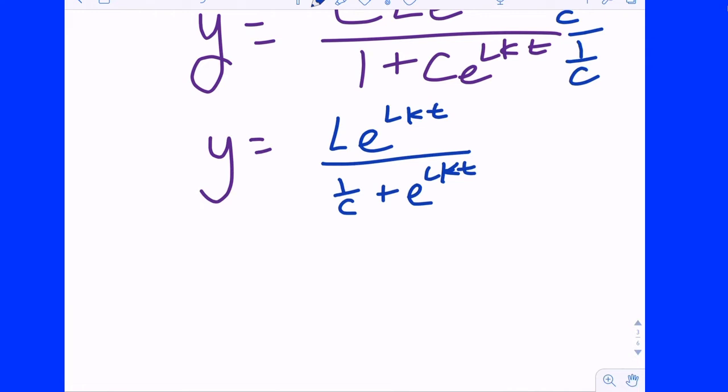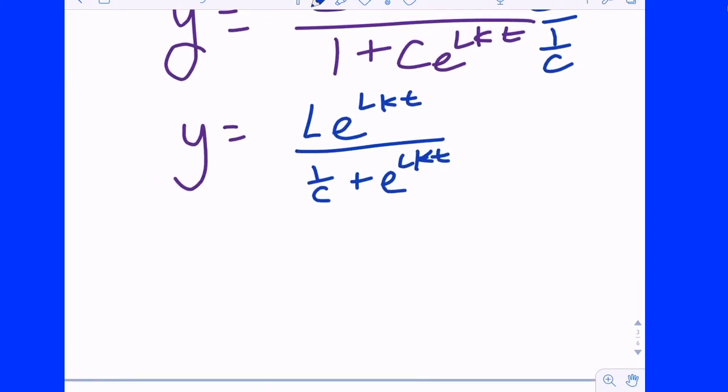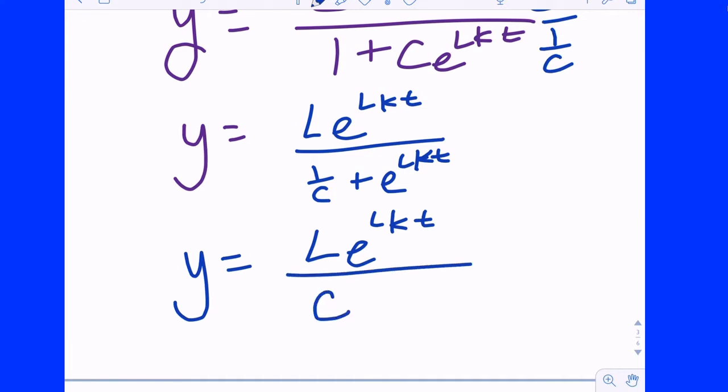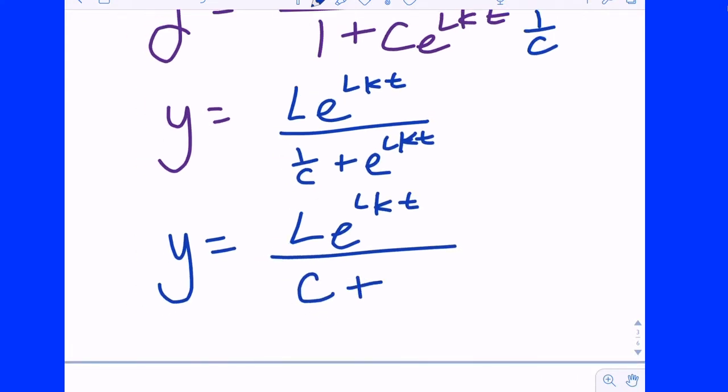I'm manipulating. So what could I call the reciprocal? Notice what that did, which is nice, is it put my constant in one location in the problem instead of 2. So what can I call the reciprocal of an unknown constant? An unknown constant. So I get L e to the LKT all over C, new and improved C, plus e to the LKT. That's already looking kind of better.